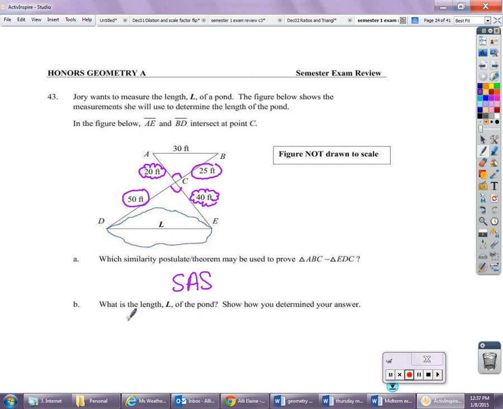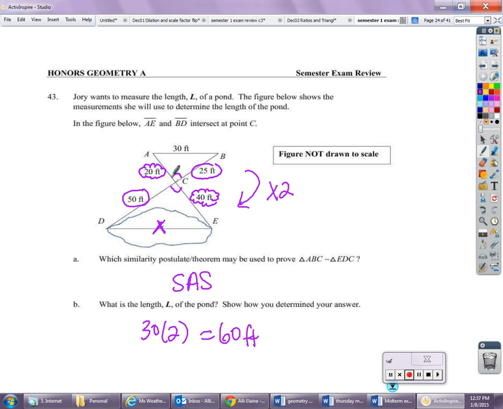Right. B, what's the length of the pond? So I'm going to put an x here. I don't like other variables, so I'm just going to put an x there and solve for x. So it looks like the scale factor was times 2. So all I'm going to do is multiply 30 by the 2 and get 60. So I know x is 60.